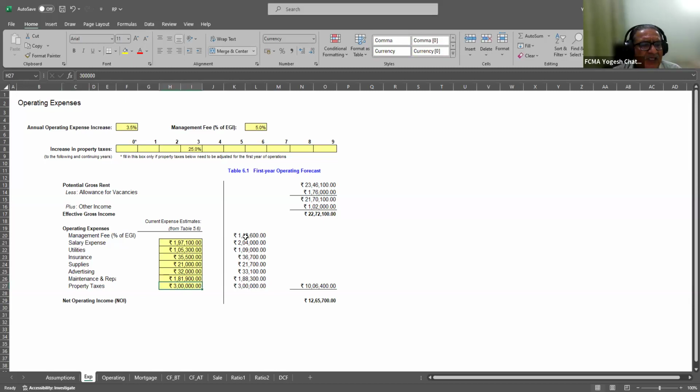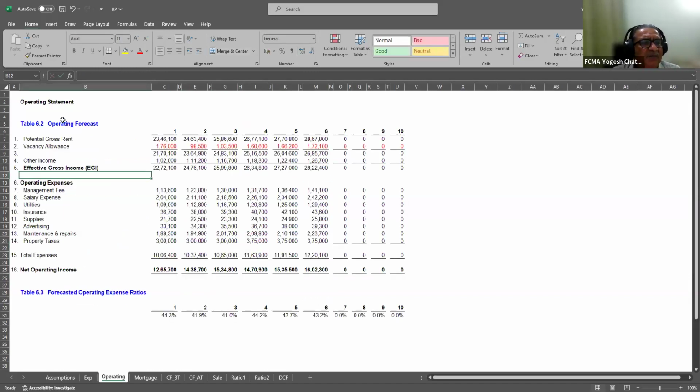So based on this, these are formula driven. So that is my estimated monthly expenses. All this is formula driven. So once I have these estimated expenses, then I can prepare the operating forecast.